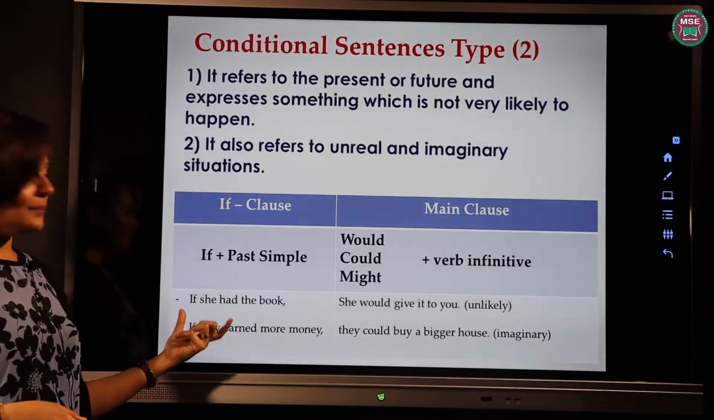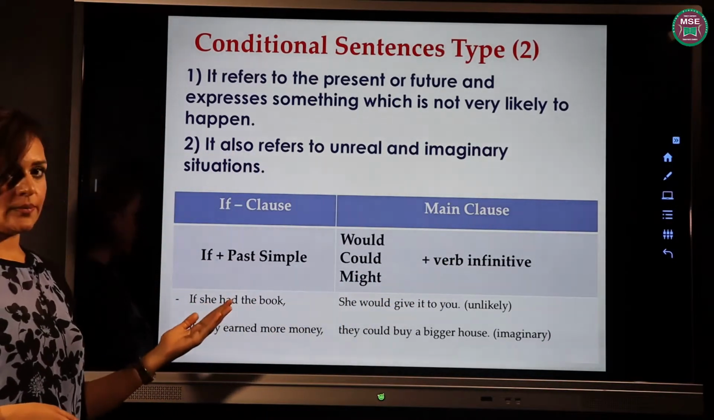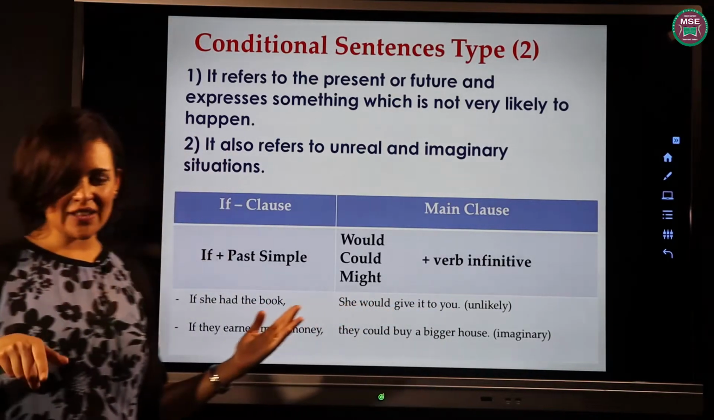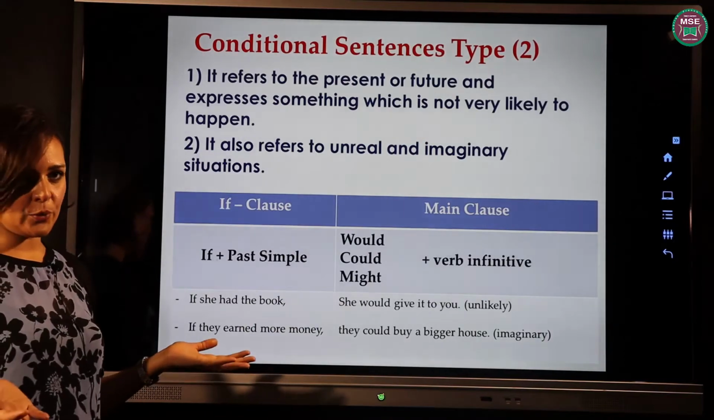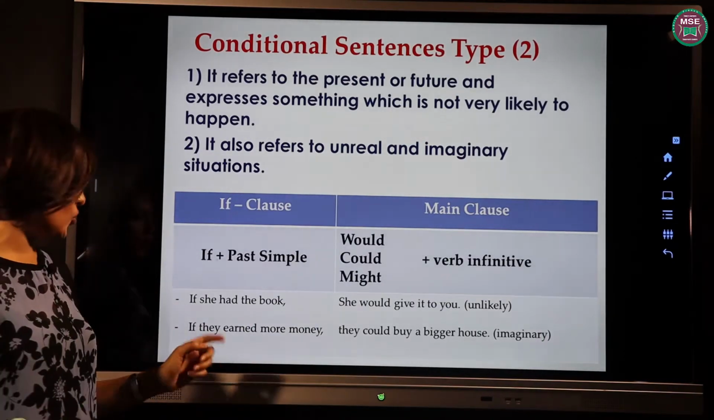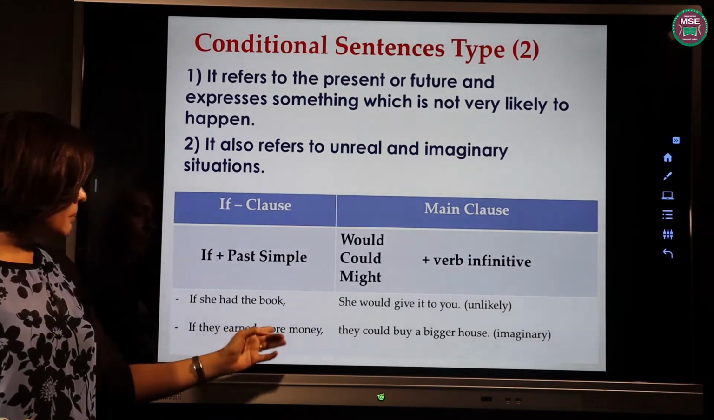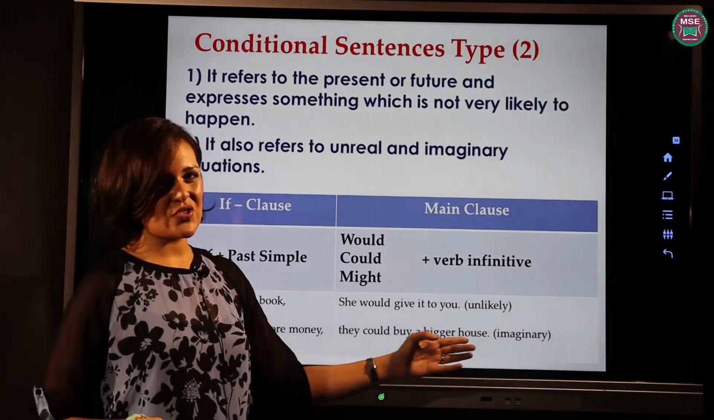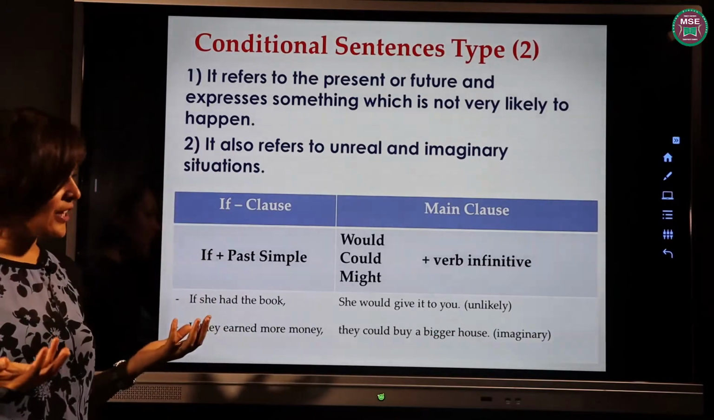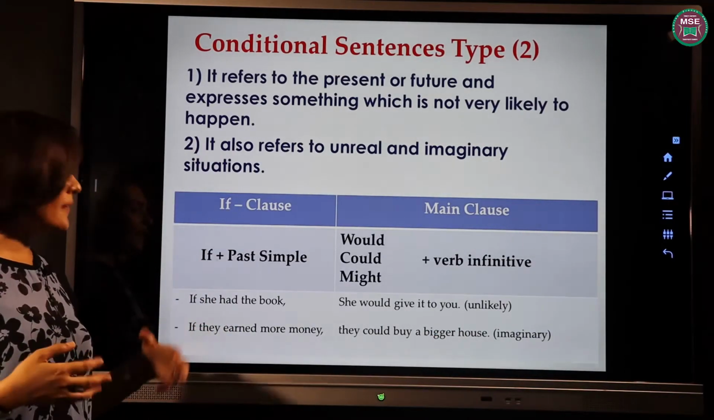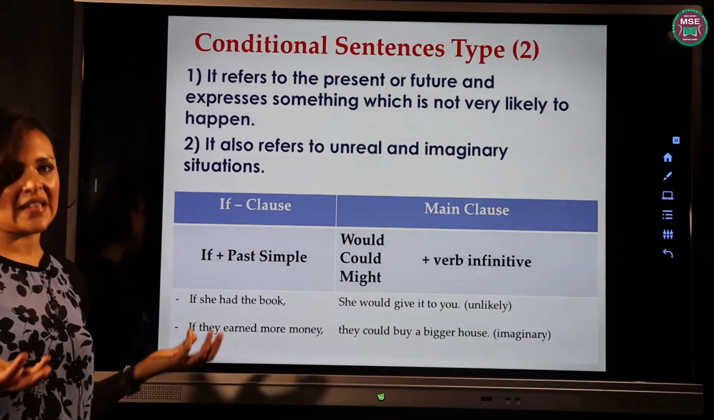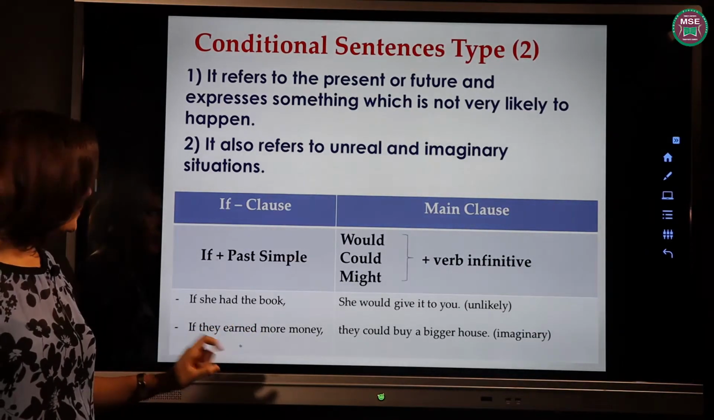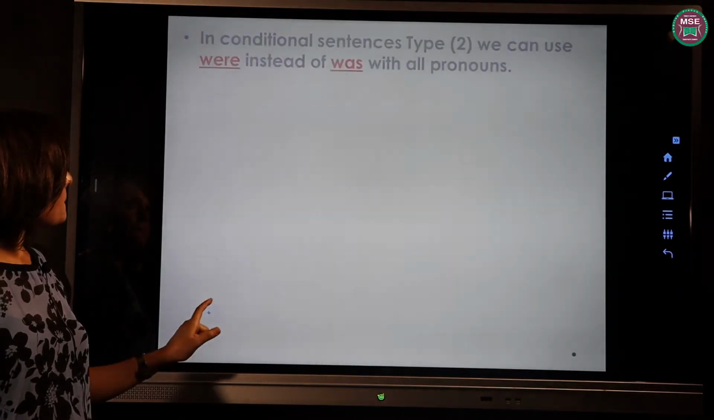For example, if she had the book, she would give it to you, but unfortunately, she doesn't have the book, so she cannot give it to you. If they earned more money, they could buy a bigger house. So they were imagining, for example, that they want a new house, but they can't because they don't have enough money.